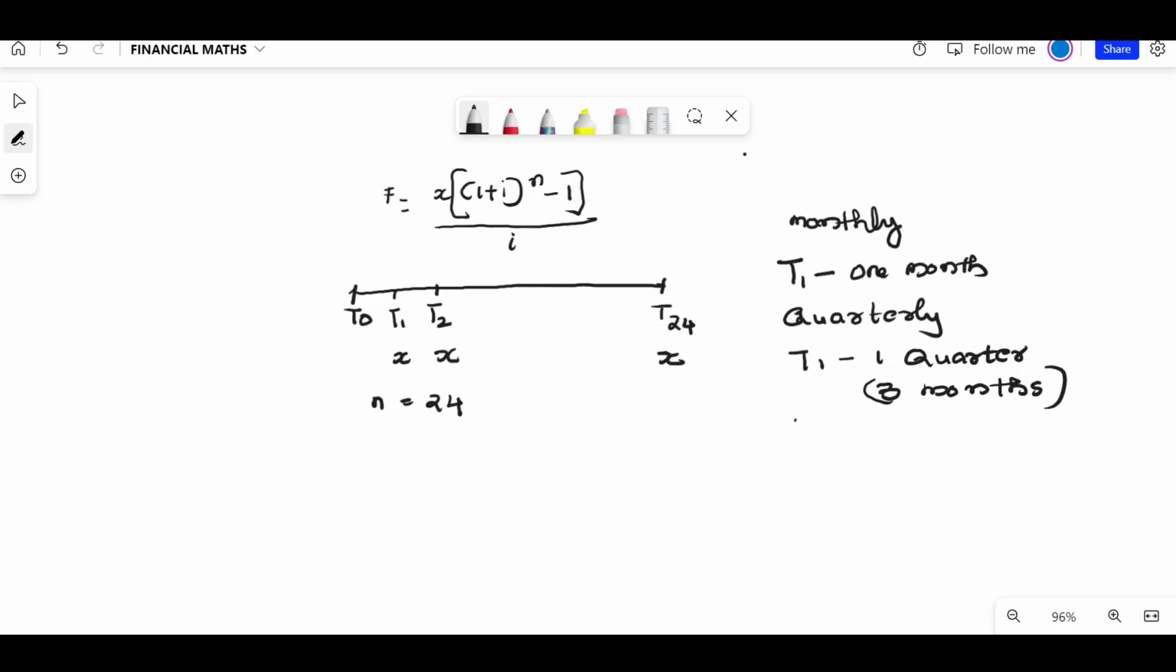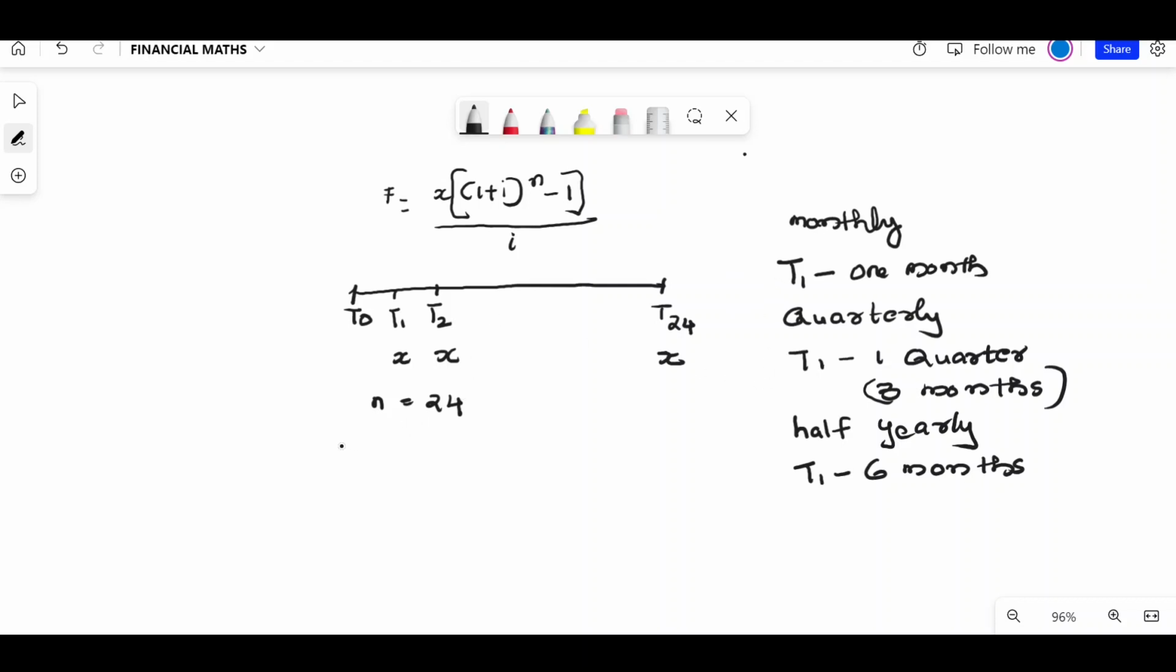Now, if the question says half yearly or semi-annually, then T1 means 6 months. Half a year is 6 months. So T1 is 6 months, T2 will be 1 year, then T3 will be 1.5 years, like that. So that is another thing that you need to be noting down.